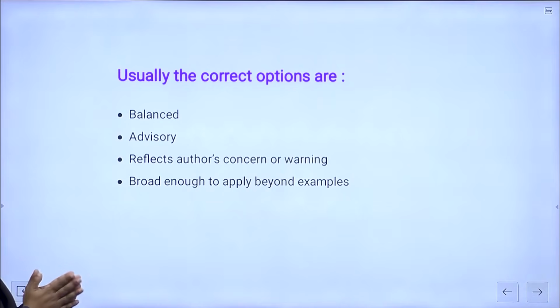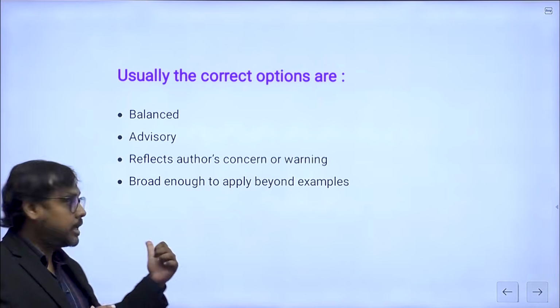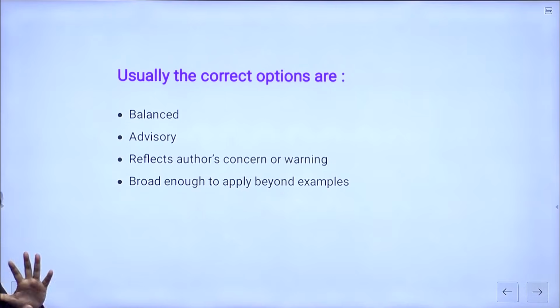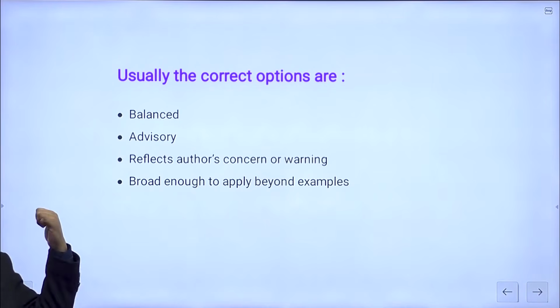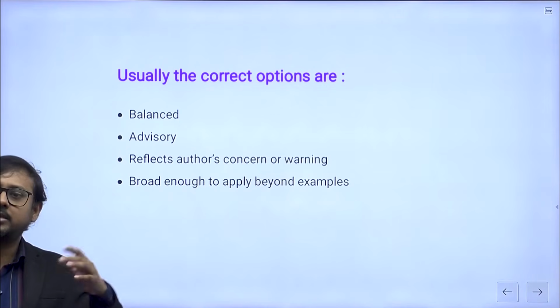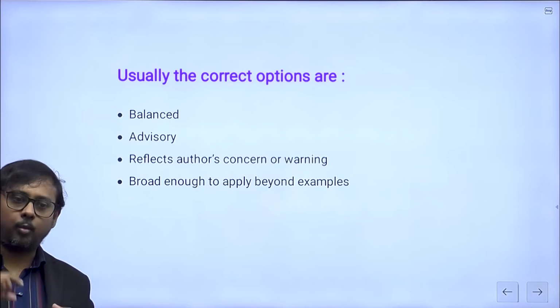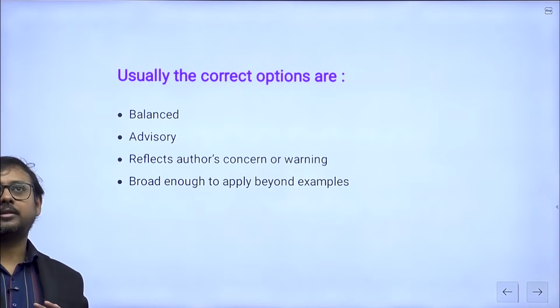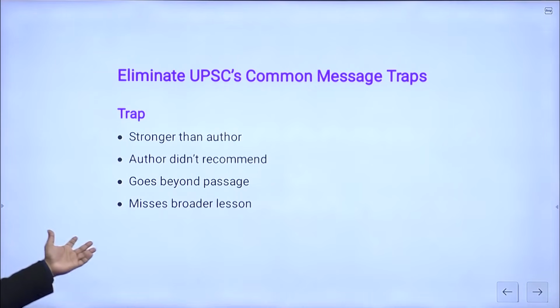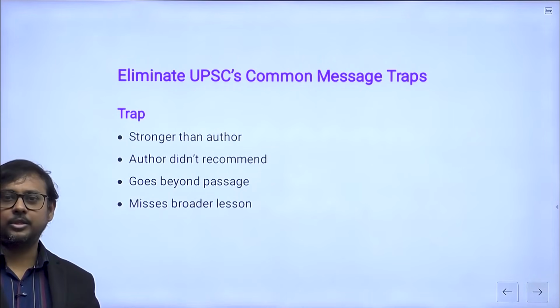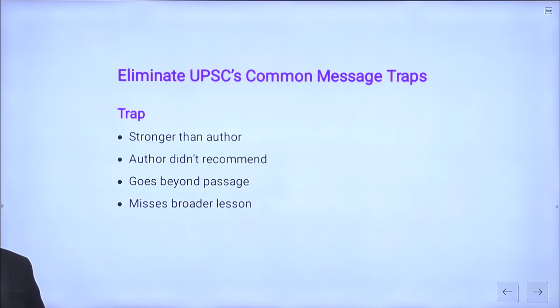Okay. So the correct options are, in this case, balanced, advisory in nature, reflecting the author's concern or warning, and broad enough to apply beyond examples. Again, we discussed that yesterday, because it's a message, right? It will not be about one message, one example. It will be something holistic in nature. And I think you know the common traps which we usually use to eliminate those two options.